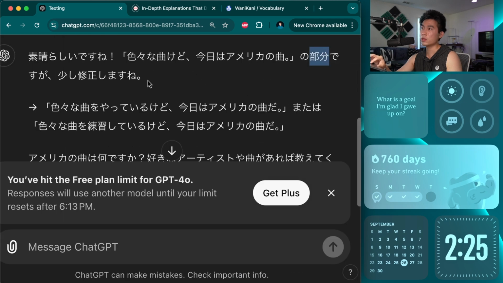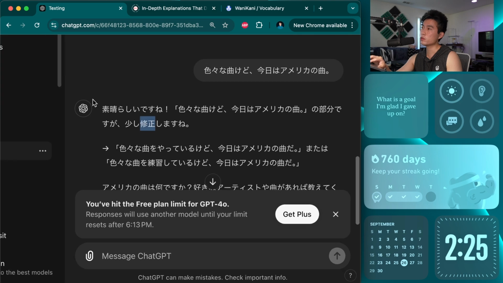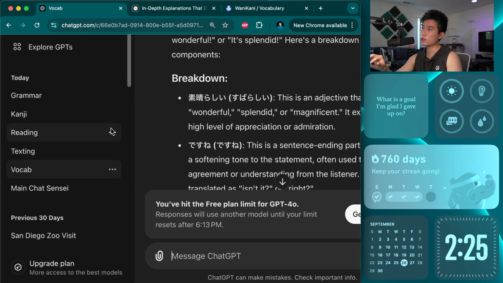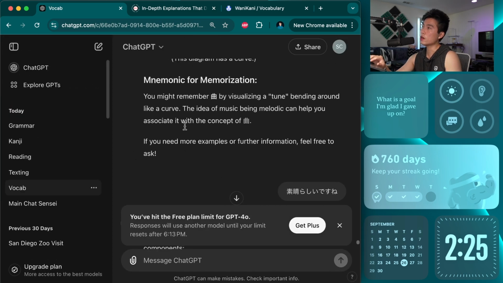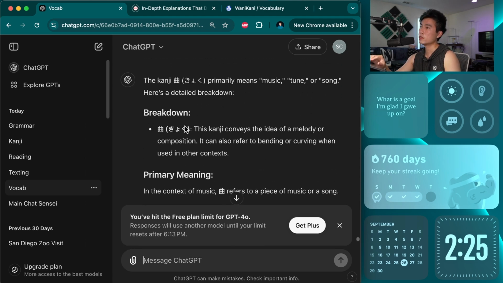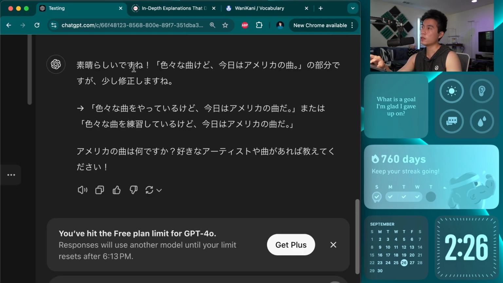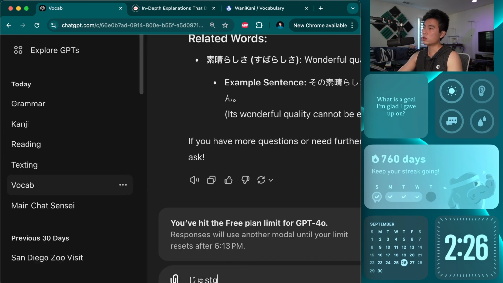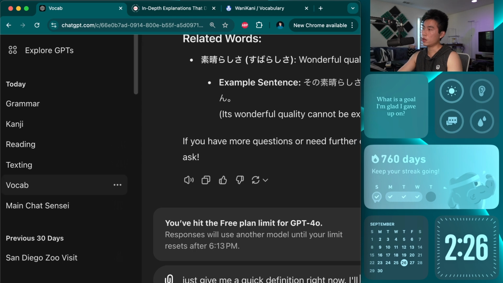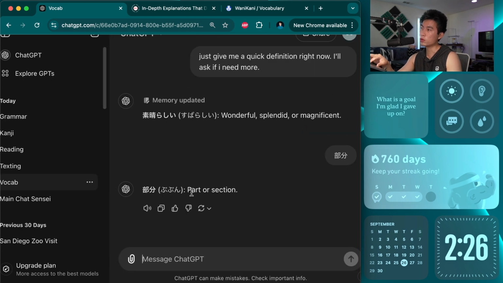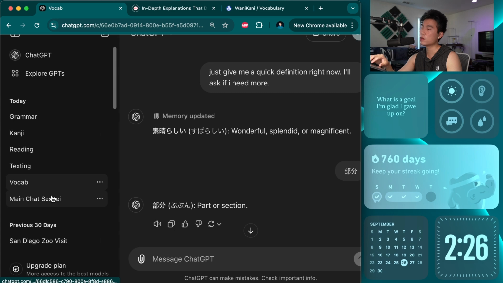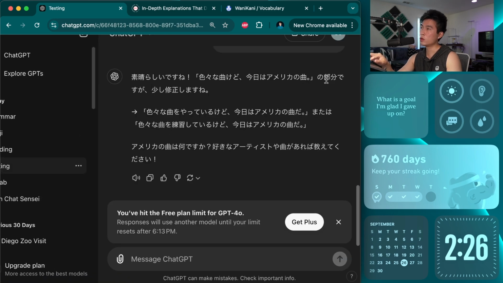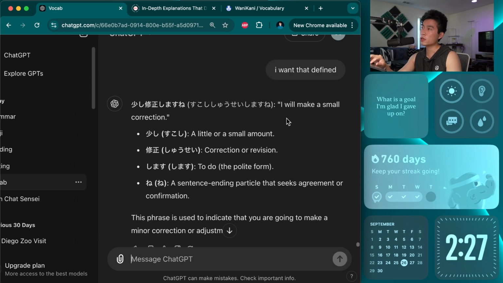Texting. 少ししますね. Already forgotten what this is. I'm pretty sure I looked it up already. This bar right here is too big. They give quite a lot of information every time I do something. It doesn't matter. I'm just gonna look it up again. What is this? Just give me a quick definition right now. I'll ask if I need more. Bubun, part or section. Bubun, I've heard of that before. No bubun desu ka? Shimasu ne. I want that defined. I will make a small correction.